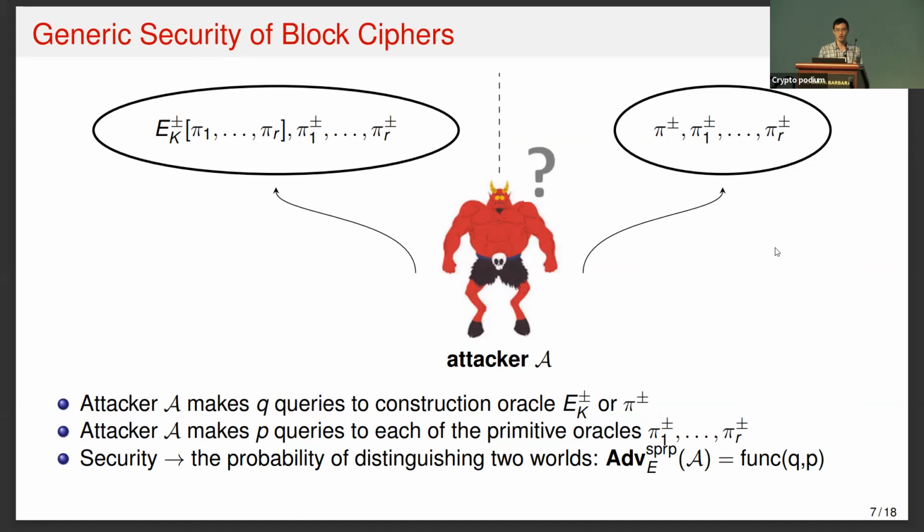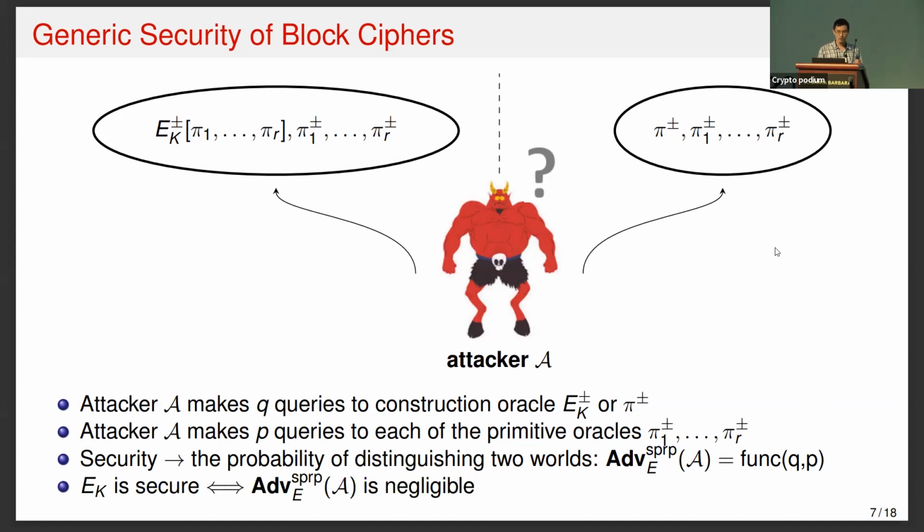The probability that the attacker can distinguish the two worlds is how security is measured. For the rest of this presentation, we are going to denote this probability by this advantage function. We can see that the more query access the attacker gets, the higher the probability that it can distinguish the two worlds. Hence, this advantage is a function of the construction and the primitive queries. Now, we can only say that the cipher is secure if this function is negligible.